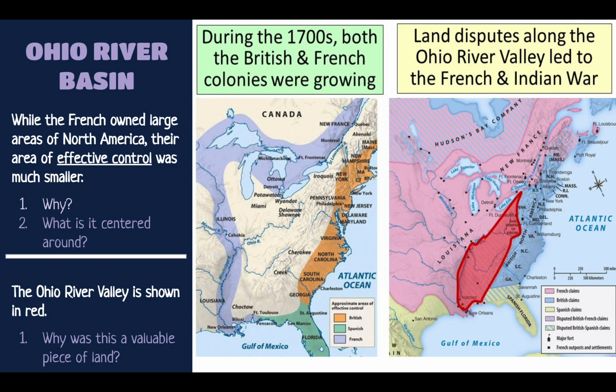It's referred to as the Ohio River Basin, which is an area that both the British and the French, as they gained more land in North America in the 1600s and 1700s, both claimed ownership over. And it was a very important piece of land. That's why there was so much tension about who should control it. A lot of it had to do with resources that were located there and trade, the ability to move those resources along rivers like the Ohio River and the Mississippi River to be able to transport goods and make money from them.